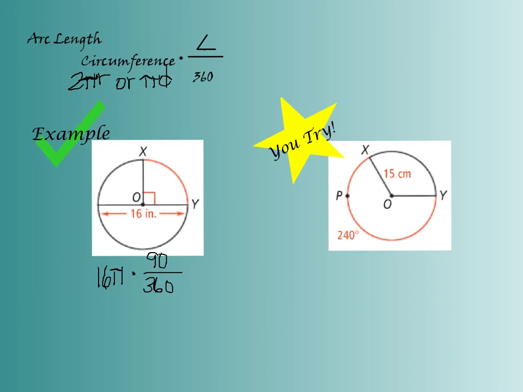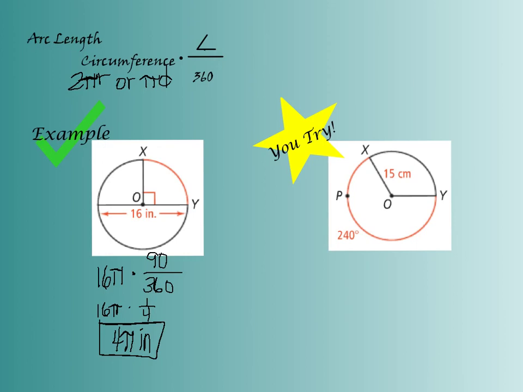Now 90 over 360, I can reduce that. So I really have 16 pi times 1 over 4 if I reduce 90 over 360. And then 16 pi times 1/4 gives me 4 pi. And my units here are inches. So 4 pi inches is my answer.